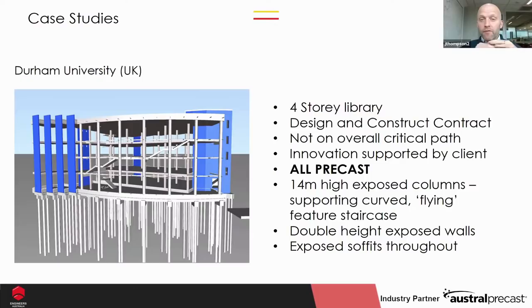The main standout items were 40 meter high exposed columns, single span from top to bottom. They supported a curved on plan flying feature staircase. It looks like it just sits there in midair. Double height exposed walls, that you can see on the left of that picture, and it was exposed finish throughout. So a super, super high quality requirement and a real drive to get everything DFMA'd.